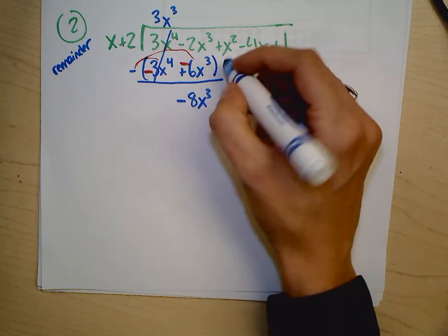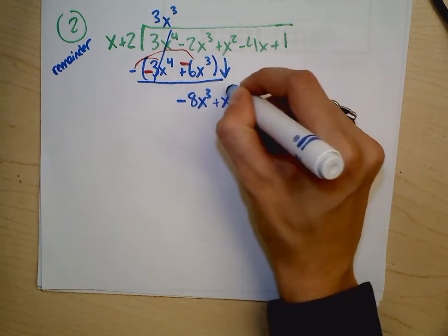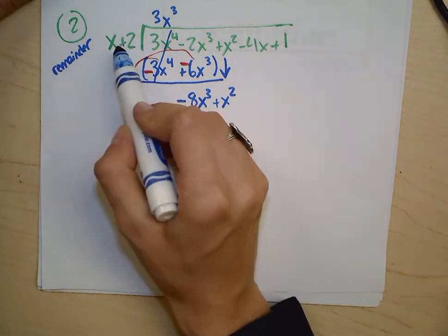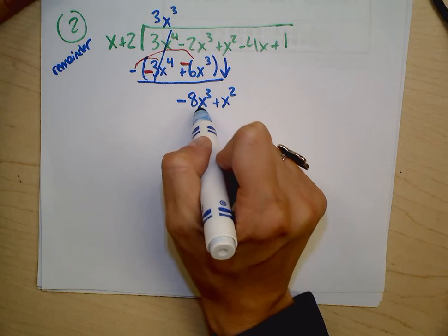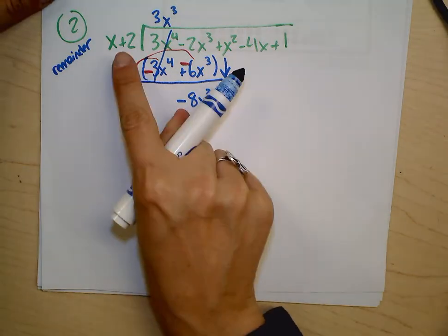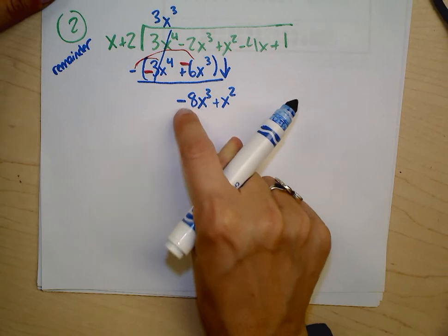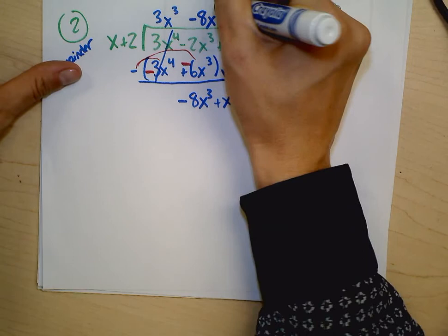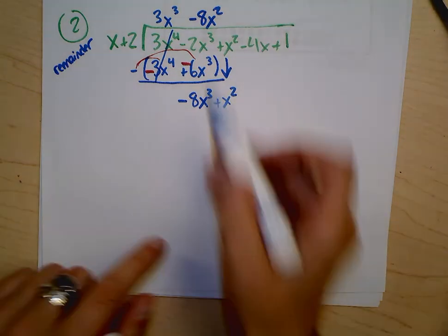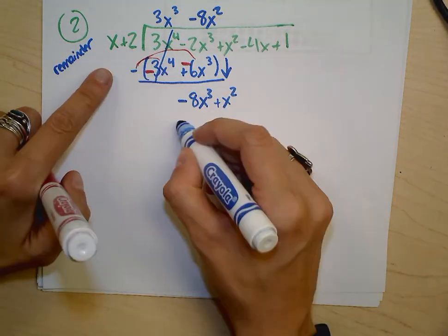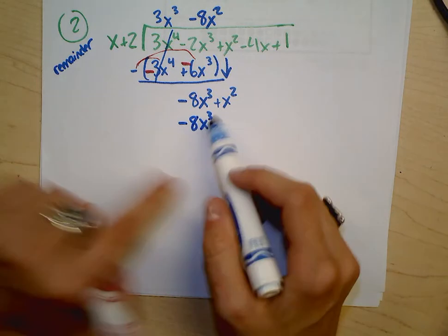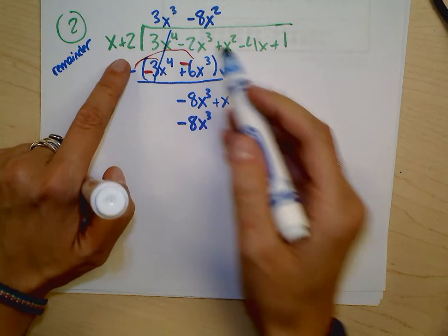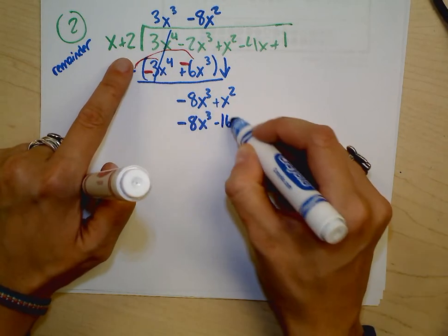I'm going to bring down my x squared. And I'm going to restart. So x times what will give me negative 8x cubed? Well, I need 2 more x's to get an x cubed, and I need that negative 8. So I'm going to have negative 8x squared. So negative 8x squared times x, that gives me my negative 8x cubed. Well, that's good because they should be exactly the same. Negative 8x squared times 2 gives me negative 16x squared.